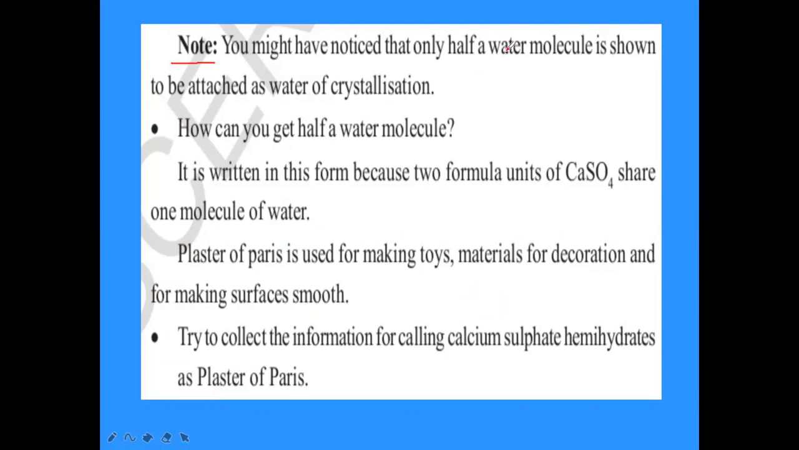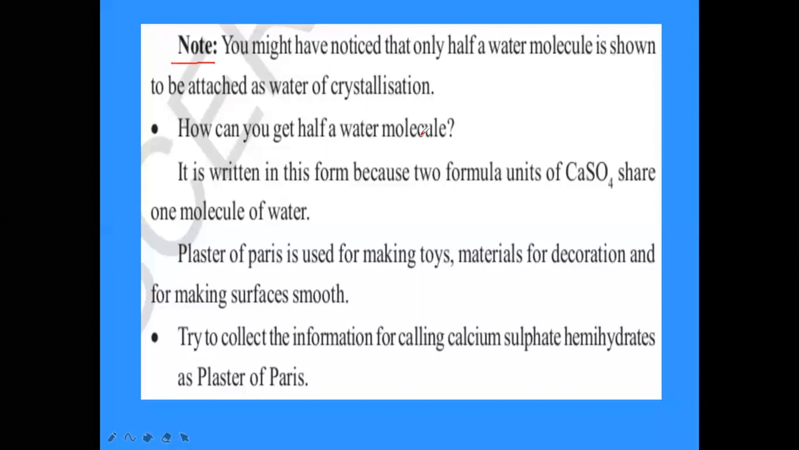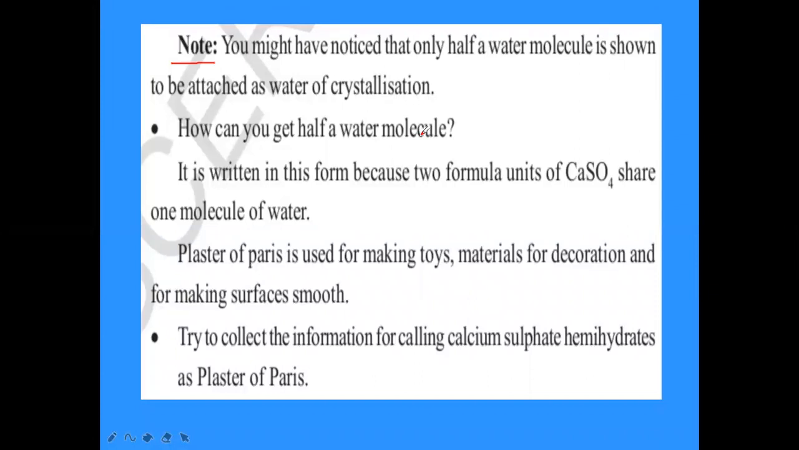Only half a molecule of water is shown. How can you get half a water molecule? Generally, it is not possible to write half a water molecule. Half a water molecule will not exist, right? So one water molecule we can represent. Now it is written in this form because 2 formula units of calcium sulfate.